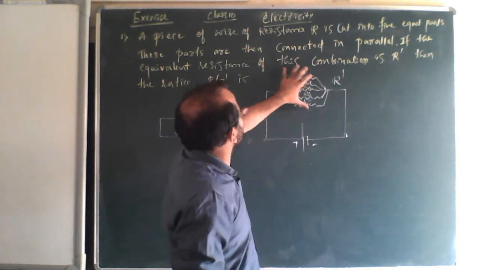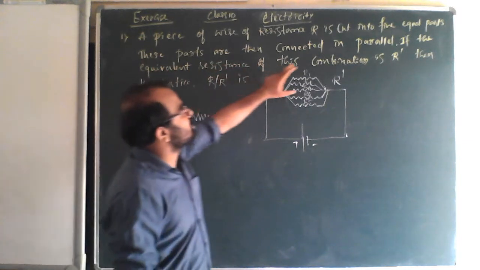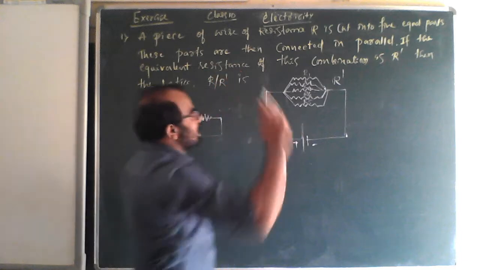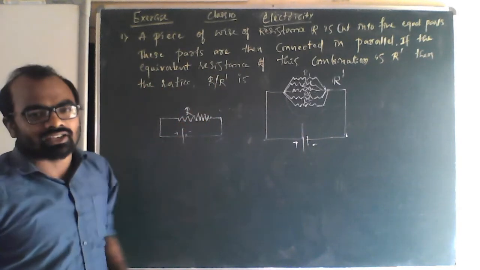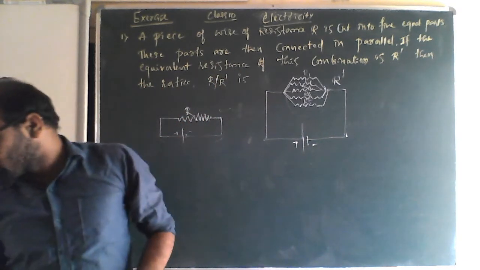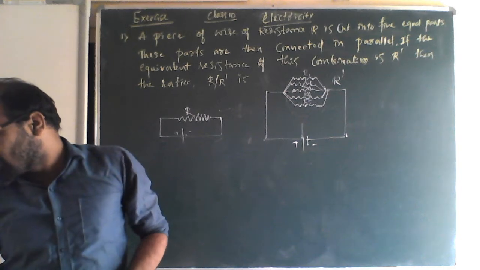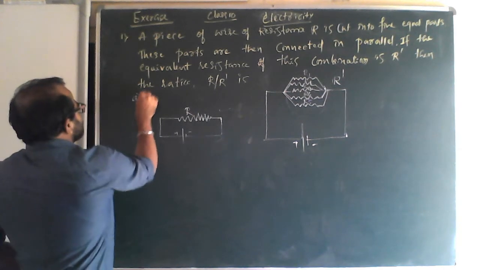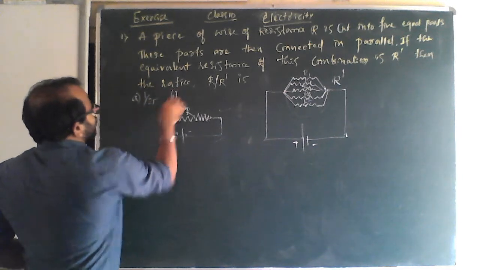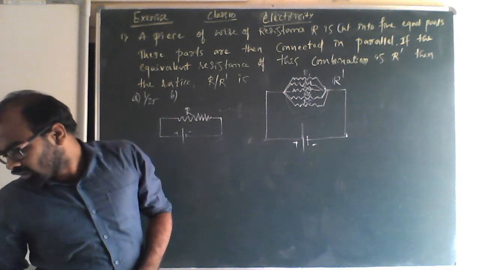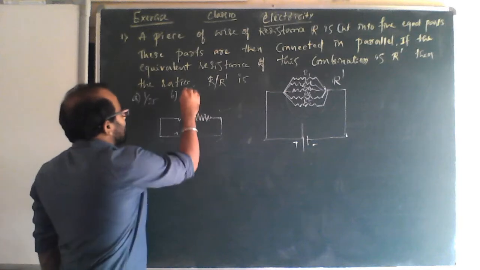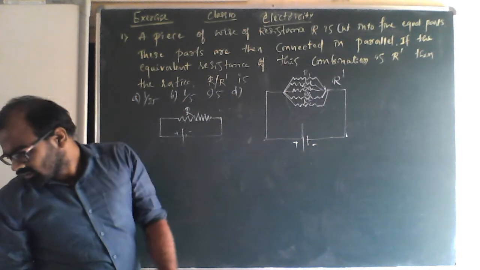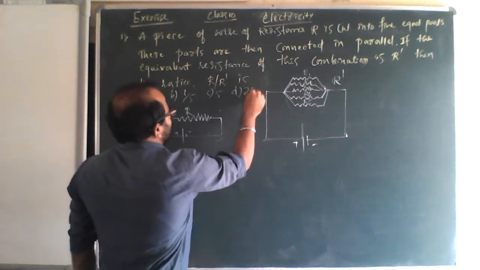For the total combination, the equivalent resistance is R dash. Then they have asked for the ratio R by R dash. They have given 4 options: 1 by 25, 1 by 5, 5 and 25. It is in your textbook. Option A is 1 by 25, B is 1 by 5, C is 5, and D is 25. So we have to solve this problem.